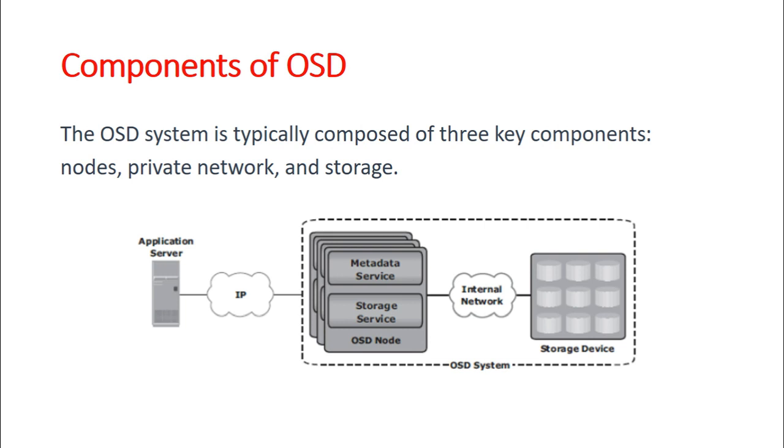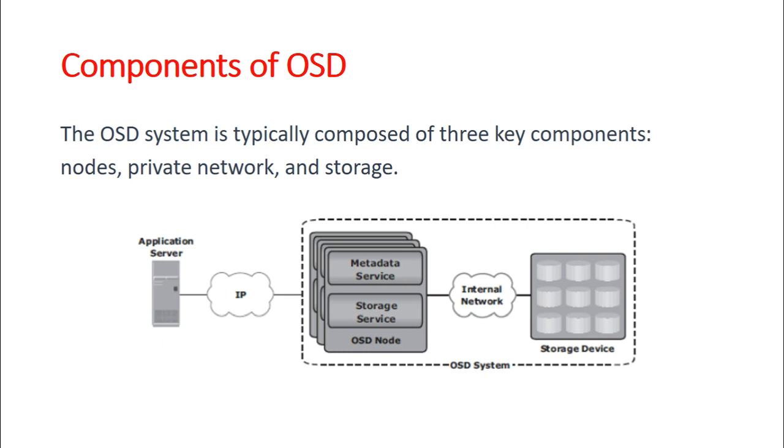Now the storage service of the OSD node manages a set of disks on which the user data is stored. The OSD nodes connect to the storage via the internal network. The internal network provides node to node connectivity and node to storage connectivity. The application server accesses the node to store and retrieve the data over an external network.